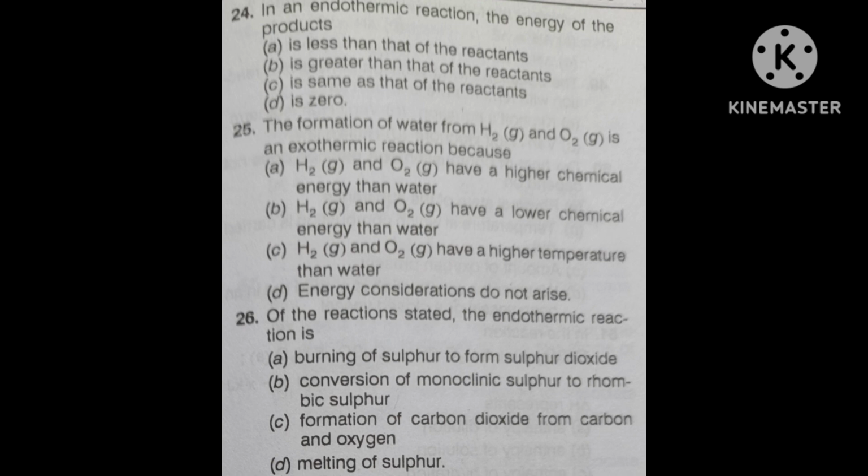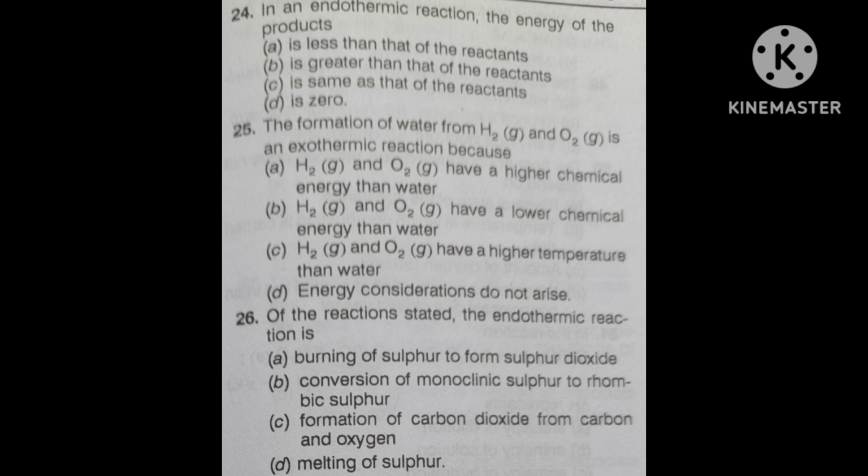Its correct answer is decreases. An endothermic reaction is allowed to take place rapidly in air. The temperature of the surrounding air decreases. Why? Now I am telling you. It will absorb heat from the surrounding. That's why the surrounding temperature will be less. Means the surrounding temperature will decrease. Next question.